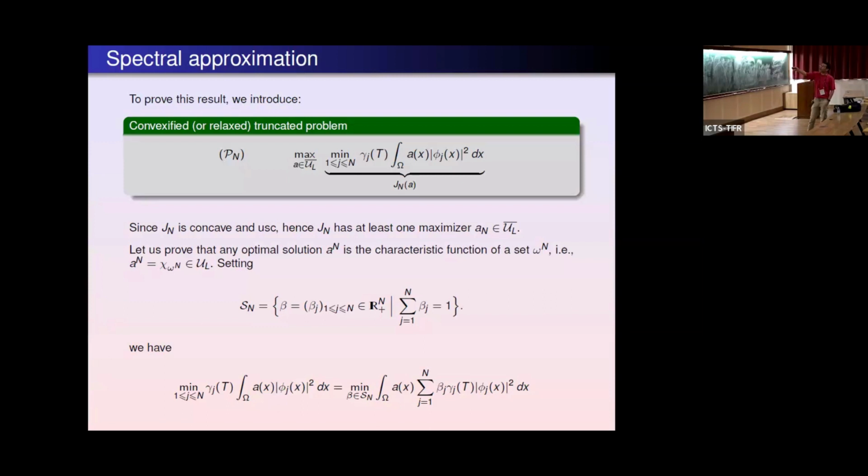To prove this result, it's very elementary. You look at, again, the functional here, the minimum over capital N modes, it is Jn, right? Exactly as before, Jn is concave, upper semi-continuous. It has at least one maximizer. Let us denote it by An. Now let us prove that actually An is the characteristic function of some subset, omega n.